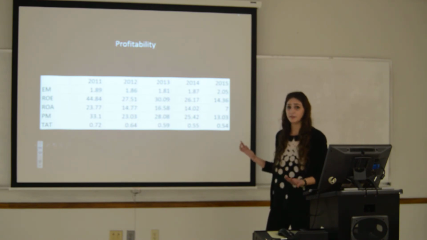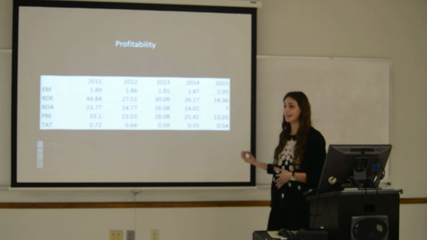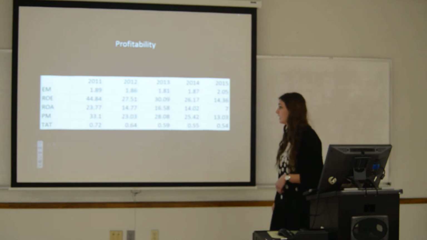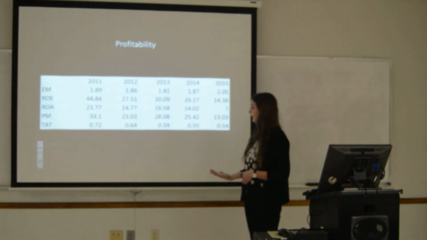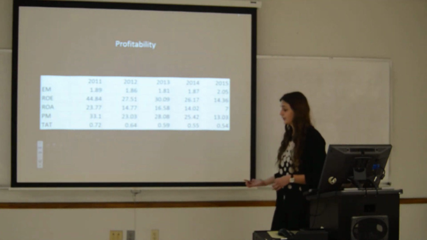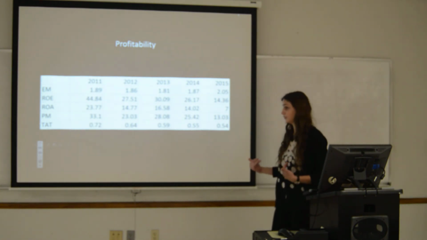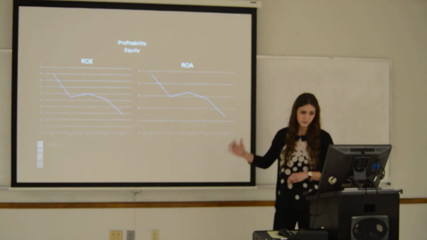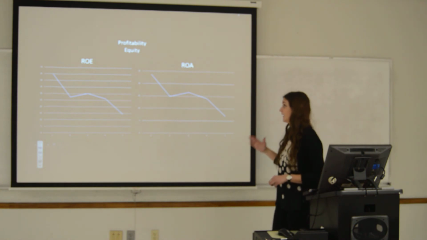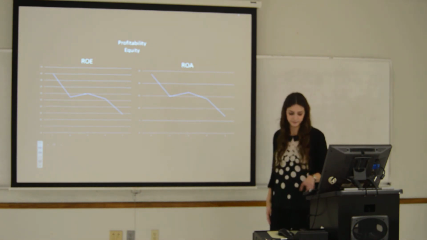And your profit margin, which is about how much per dollar the company keeps and puts back into the company, you want that to be high as well, and it's dropping too. And your total asset turnover, which is how efficiently the company uses its assets, is dropping as well. So overall, the ROE and ROA are dropping a lot in this company.